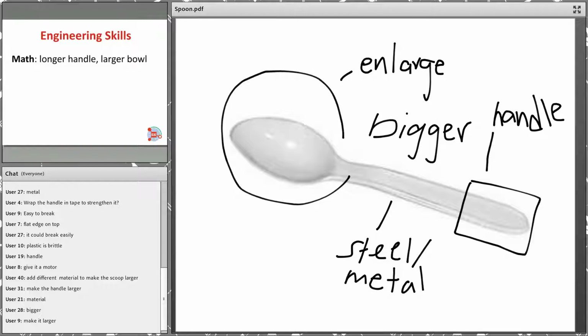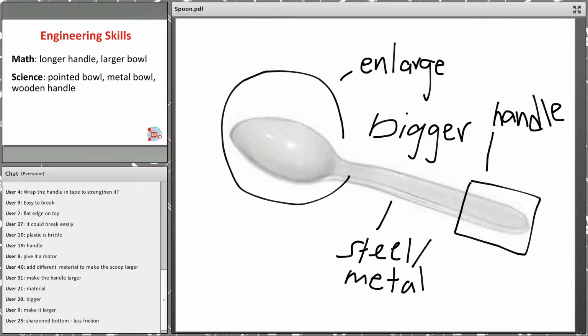And some of the things we thought about was some math. We made a larger handle. We made a larger bowl or enlarged the end of it. We didn't talk about a pointed end, but we definitely talked about changing the entire thing into metal. In this case, we also sometimes have people recommend having the handle be made out of wood. The reason for this is I don't know if I can lift a giant metal spoon, and if part of it is made out of wood, it does make it a little easier for me to lift it.